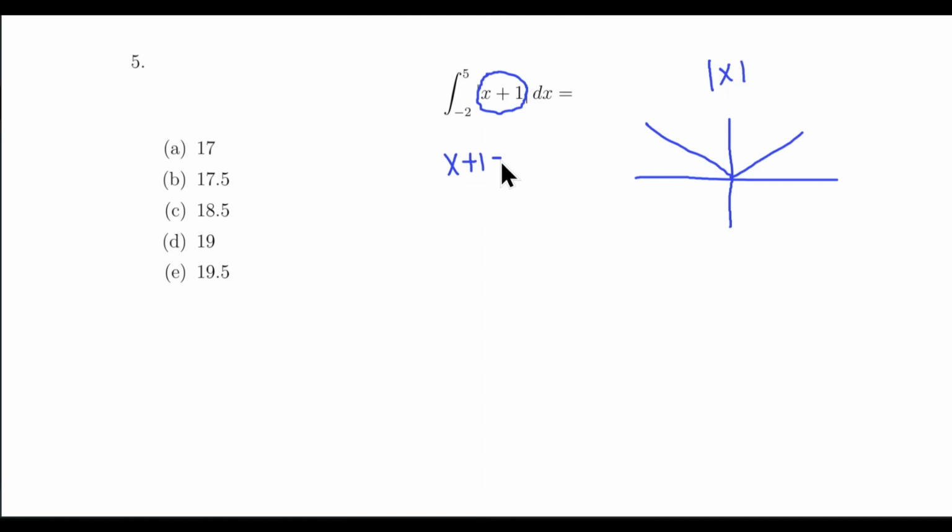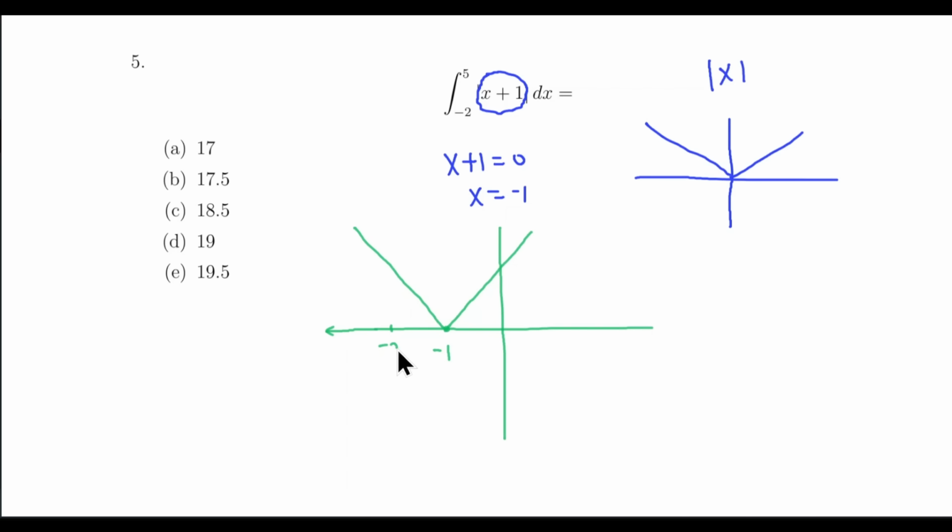Obviously, if you want to make x plus 1 zero, x should be negative 1, which means that the graph is making a corner at negative 1 like this, and it is going to look like this, right? Now, they want us to integrate from negative 2 to 5. So negative 2 is somewhere here, and 5 is probably somewhere over here.